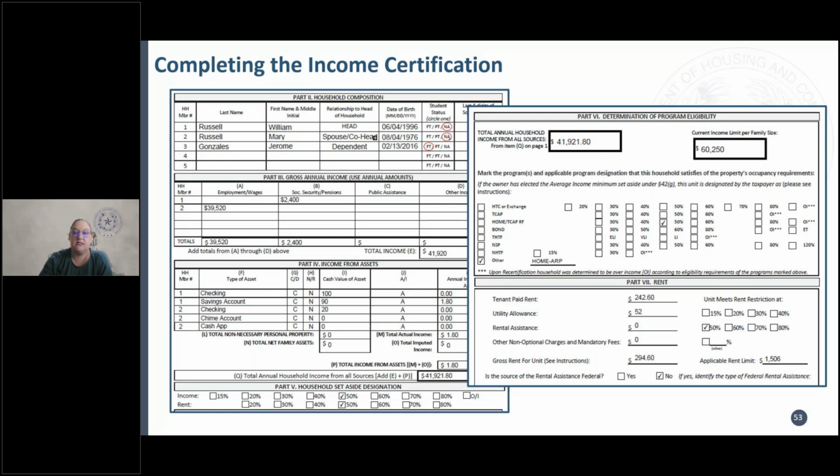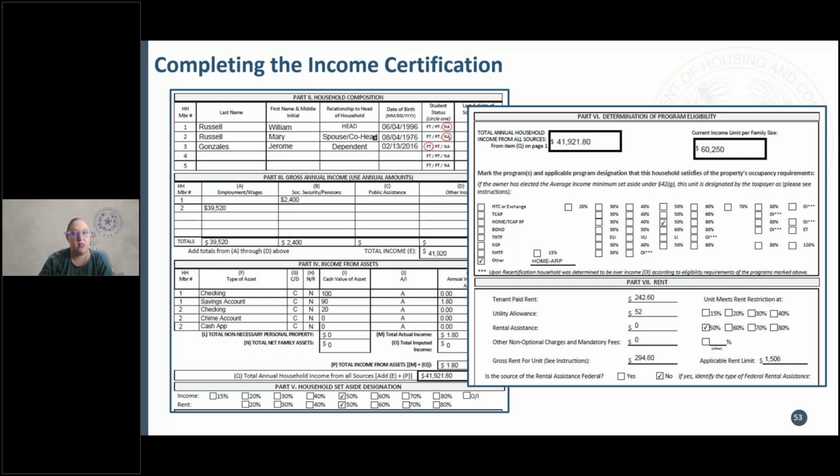And then we've got our designations marked. If you're still using an older version of the income certification that does not have the designations on page 1, I would encourage you to get the new one and begin using that or have that implemented through your operating system.